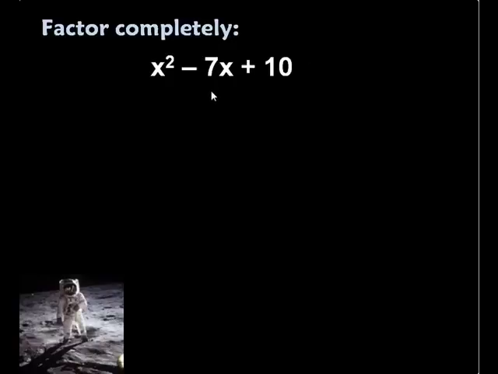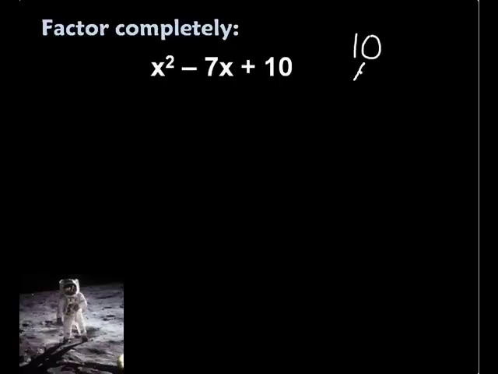Well, there's a couple things we have to do first. First, we have to look and see if there's any common factors that I can factor out right away. And there's not. The next thing I do is I look at my leading coefficient. Since it's 1, I know I can factor as usual. If it wasn't 1, we'd have to use the grouping method. The last thing I do is I look at my 10. That's my constant.